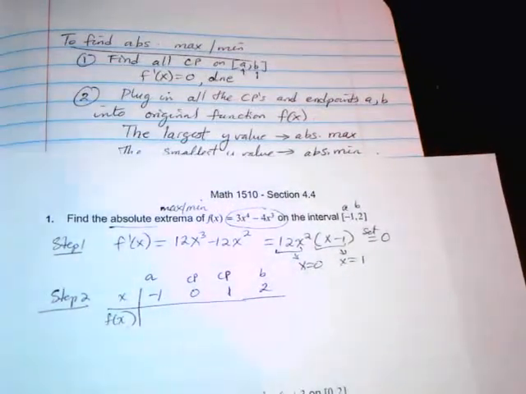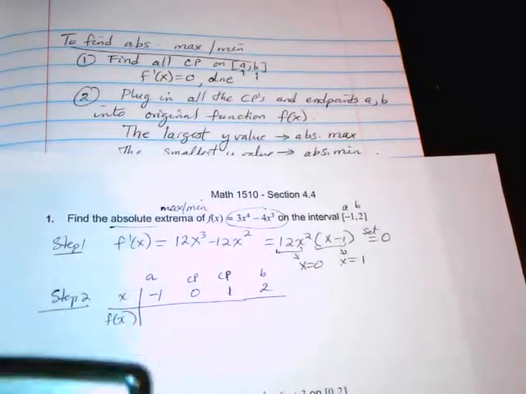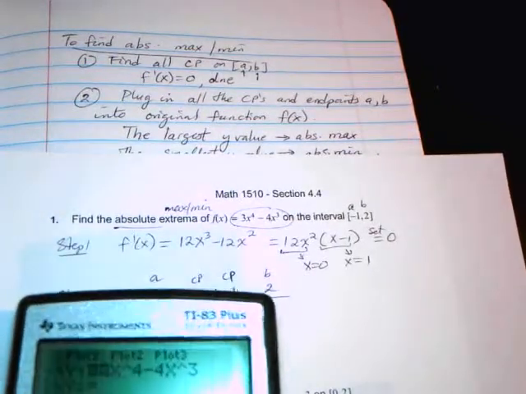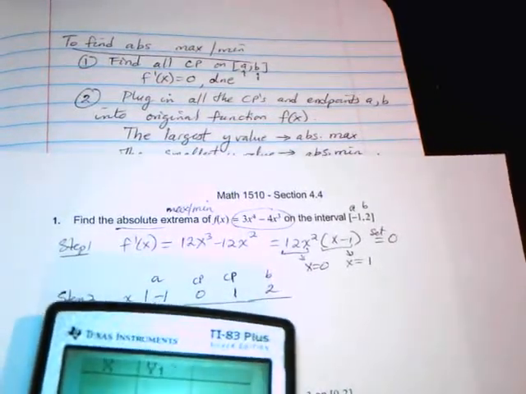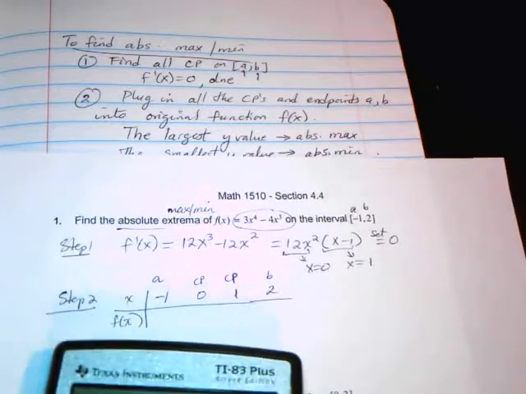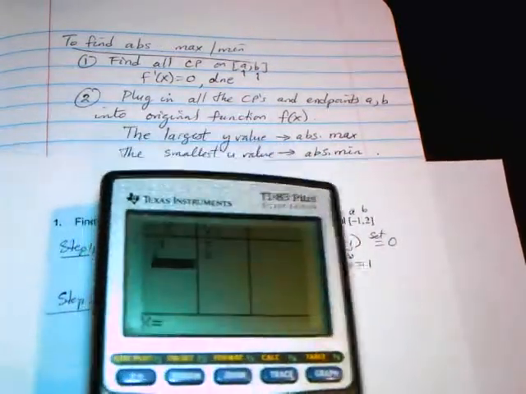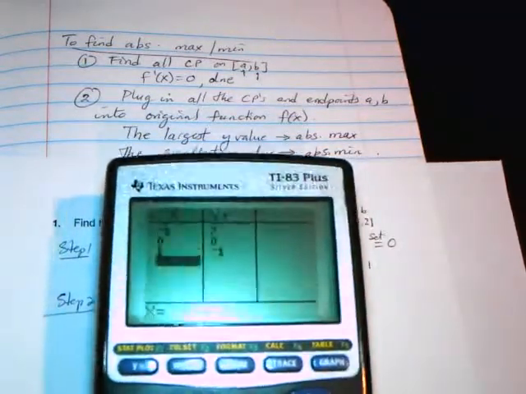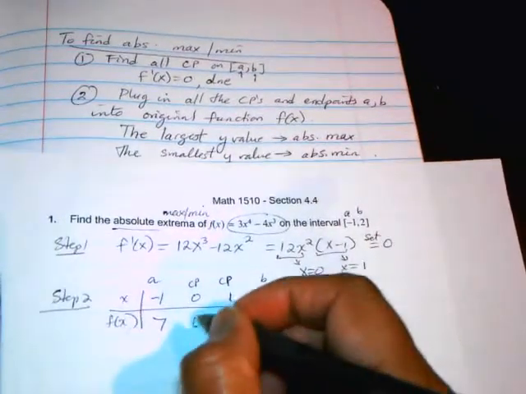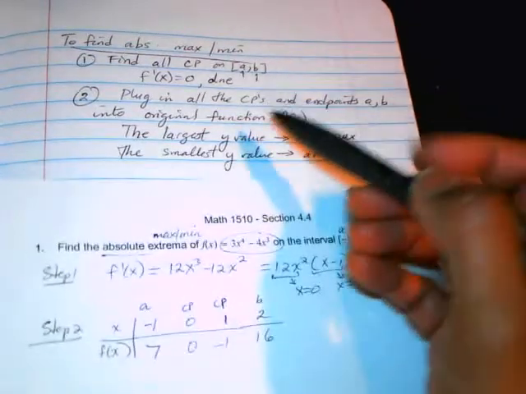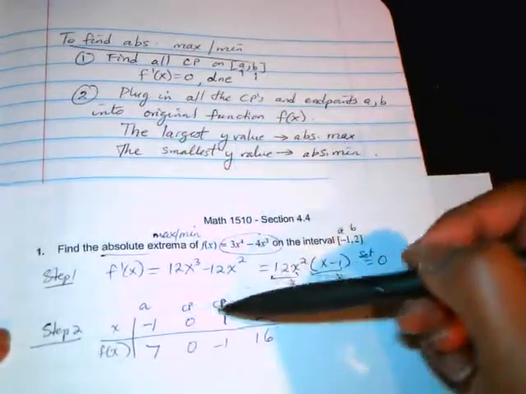Okay, just to make our job a little easier, you can type in y into your calculator and go to the table, and I'm going to delete all this old stuff. I have -1, 0, 1, and 2. And these are the y values. I'm going to copy them down: 7, 0, negative 1 and 16.